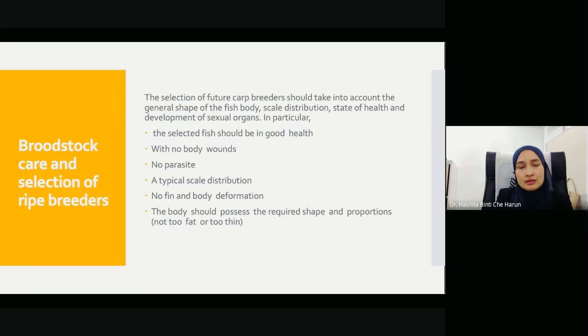Because this is very important because it relates with the potential of the species to produce egg and breed.